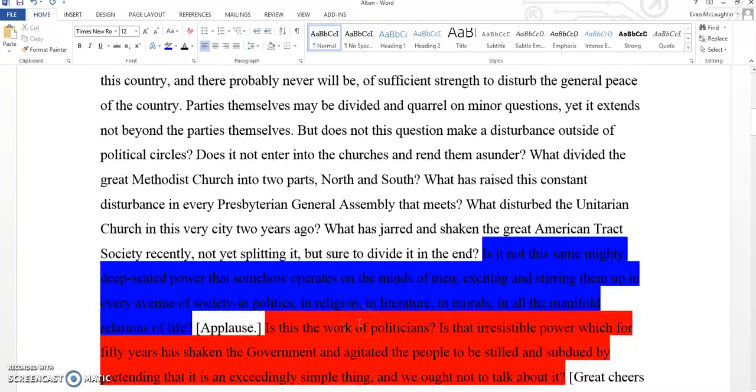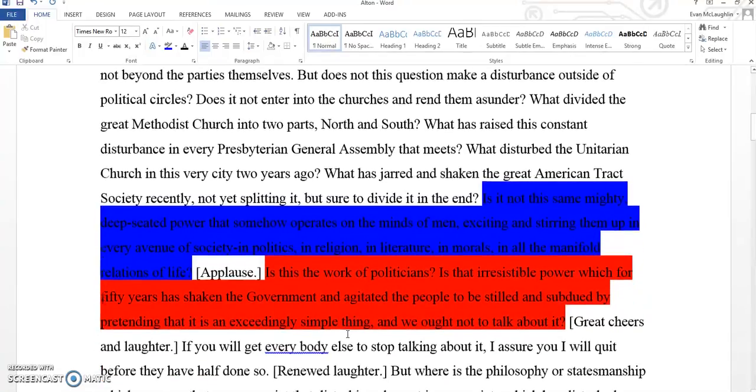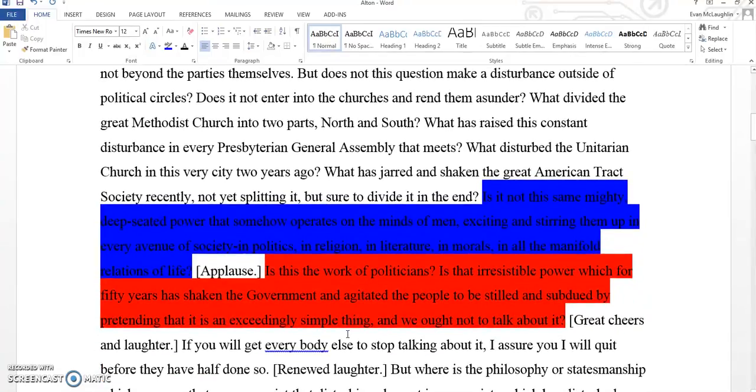And Lincoln says, and here you see his thesis statement highlighted in blue, and the crowd, as noted with the applause, recognizes his argument that it is slavery's expansion that is stirring up the society and politics and religion and literature and morals. Really, it's slavery that's behind all of this violence.